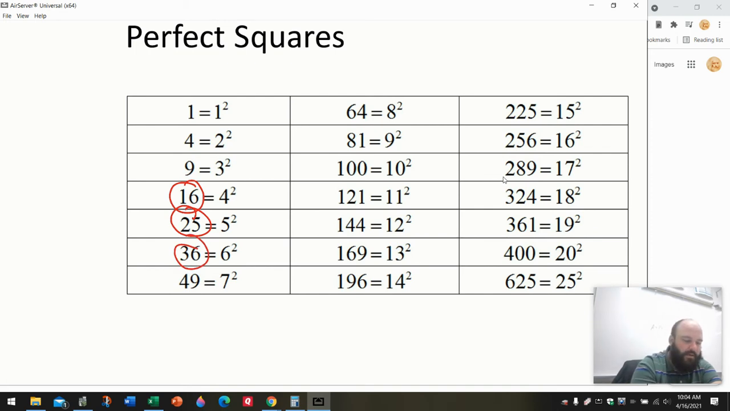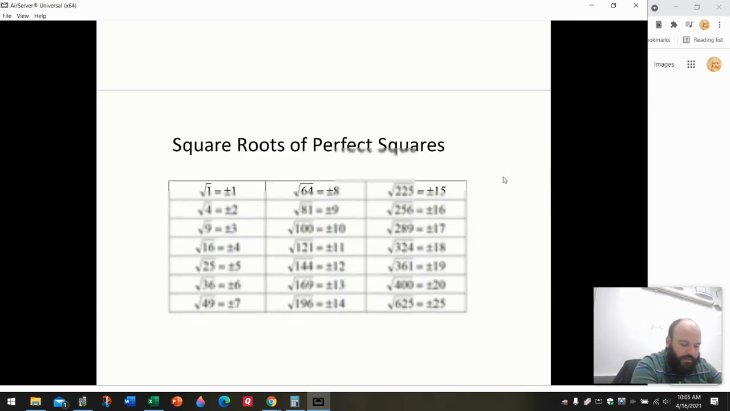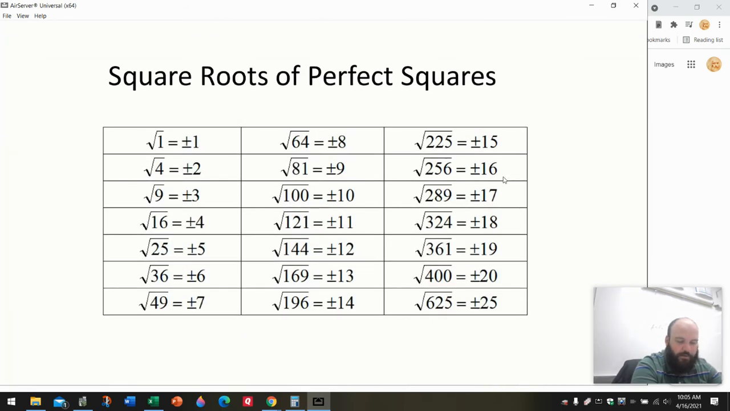So there's a list here of the first 21 perfect squares. It goes all the way up to 25 times 25, which is 625. Those are important numbers to be able to recognize. As you're simplifying these radical expressions, you may have to utilize this chart in order to have your radical expression in simplest form. So let's take a look at how to do this.